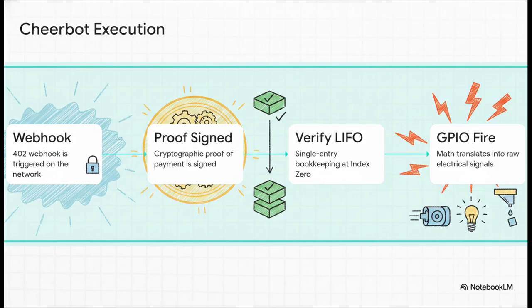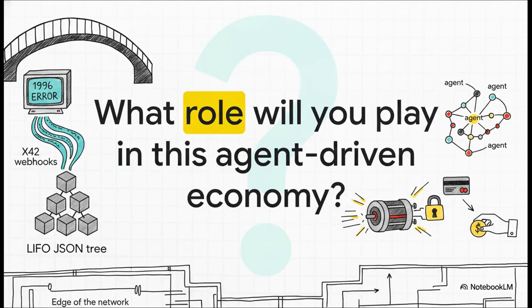Step 4. The exact moment it's verified, the Cheerbot translates that pure math into raw electrical signals, firing its physical GPIO pins. Literally, those metal pins shocked the bot into action, spinning a motor, turning on an LED, or dispensing a physical item. We have officially crossed the bridge, guys. From a completely dormant 1996-era code, through surgical X42 webhooks, down to a LIFO JSON tree, right into a spinning motor on your desk. This is digital truth violently snapping into physical reality.